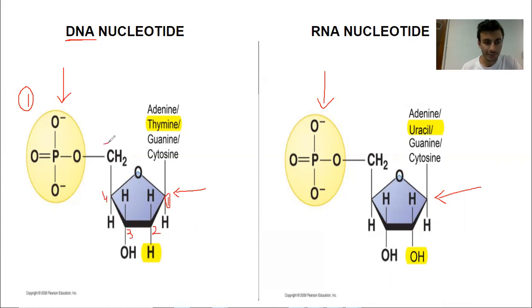And this is the fifth carbon. So now these intersection points where I've mentioned the numbers are where the 4 carbons are present, whereas the 5th carbon is present outside this sugar ring.